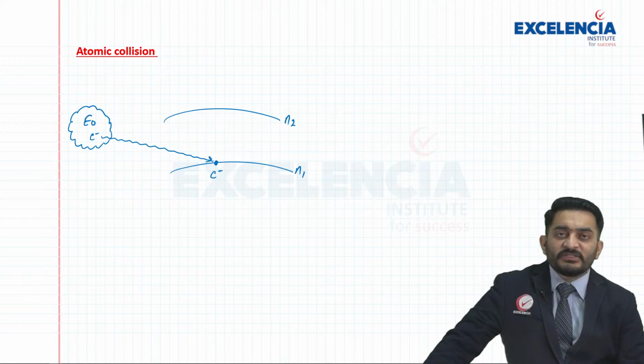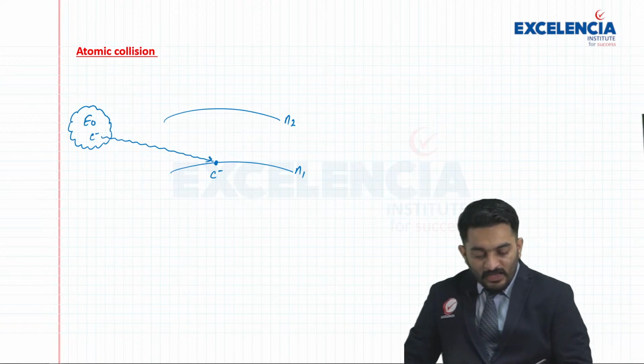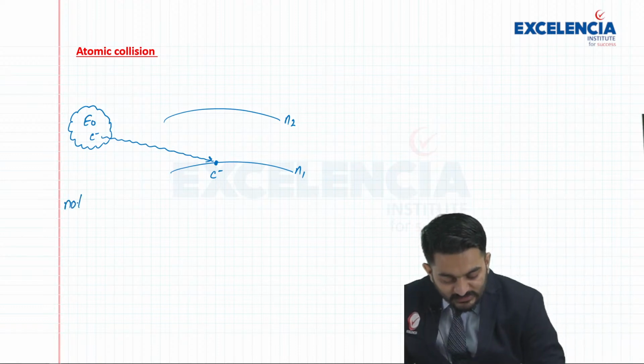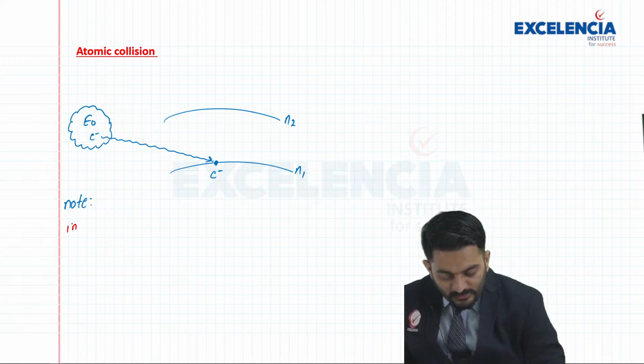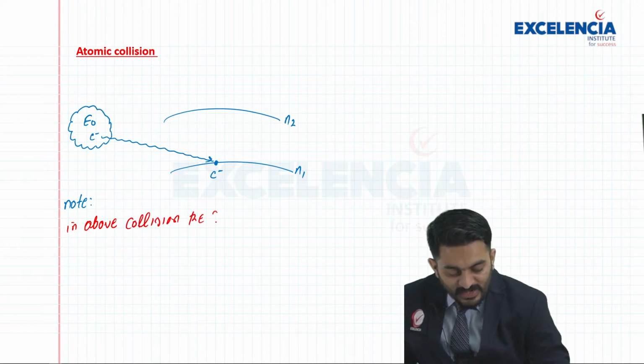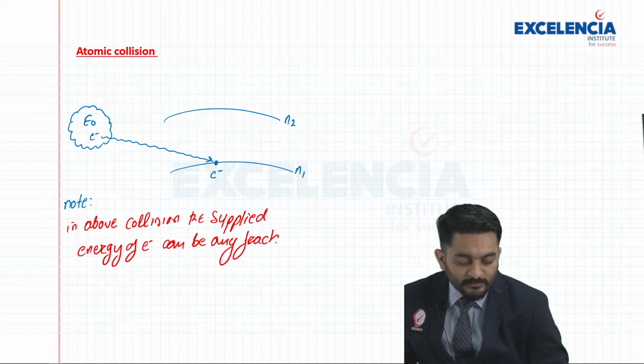If the impact parameter is changed, meaning it is not a case of elastic collision, then what will happen? I will write a specific note for you people that you need to remember: in that case, in the above collision, the supplied energy of the electron can be any fraction of E naught.